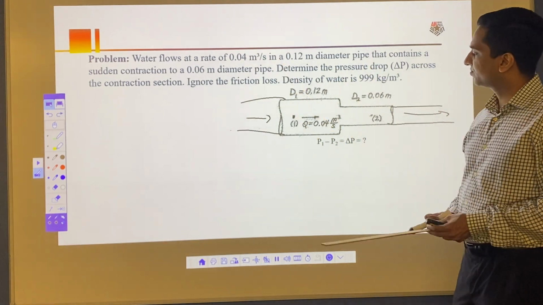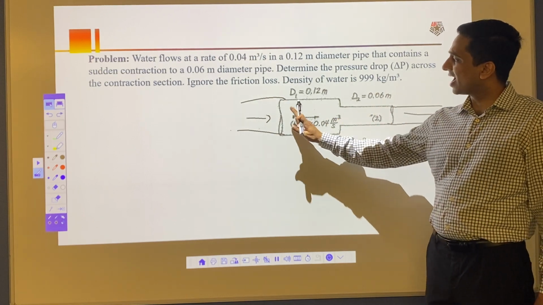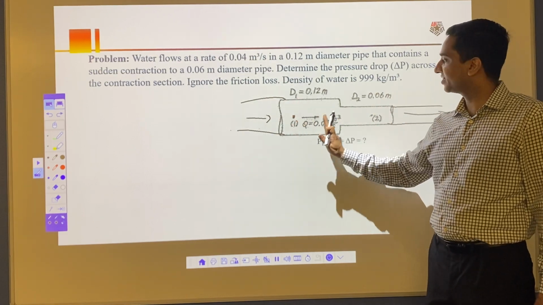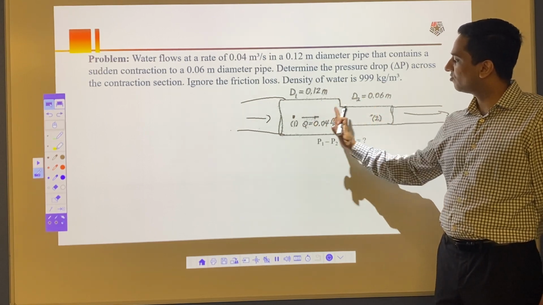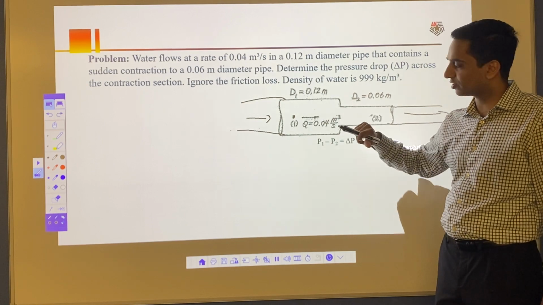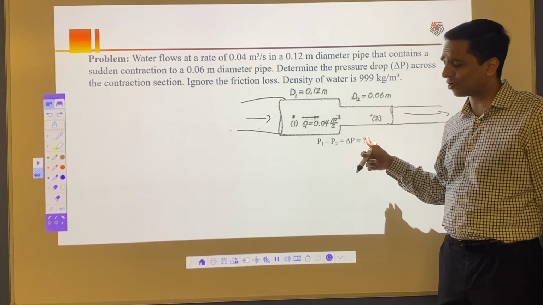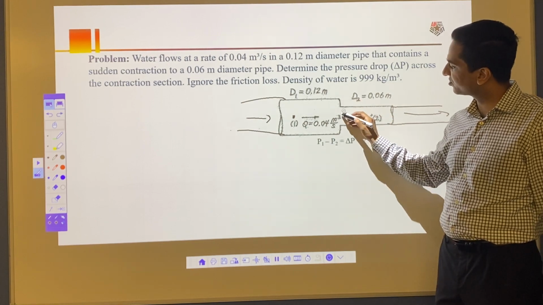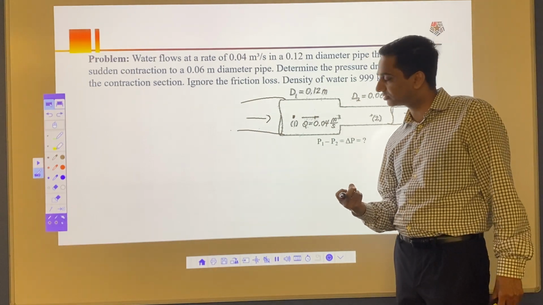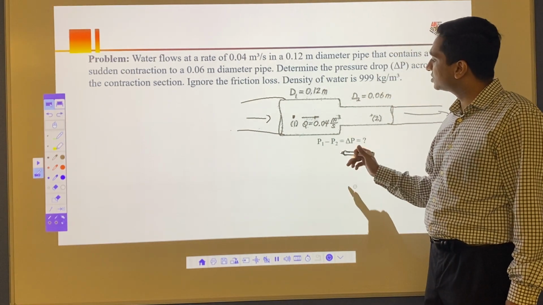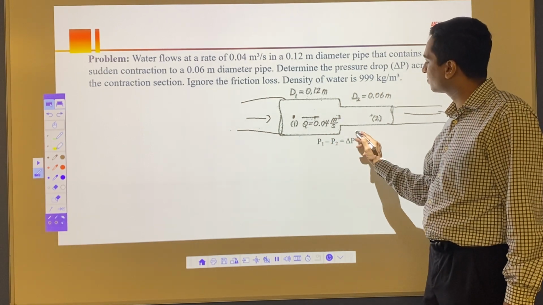Determine the pressure drop. Throughout this process, you're going to have relatively high pressure here, and then once it meets the contraction, you're going to have lower pressure here. Velocity will increase, and as velocity goes up, pressure goes down. But pressure goes down not only because of velocity, but also because of this energy loss. Because you made a sudden contraction, you are always going to have some kind of energy loss. And we want to know the pressure drop, what P1 minus P2 is. We don't need to know the exact value, we need to know the pressure drop delta P.